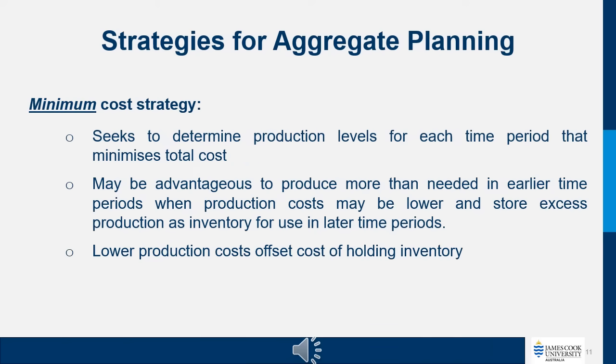The other strategy is the minimum cost strategy, which seeks to determine the production level for each time period that minimizes total cost. It may be advantageous to produce more than needed in earlier time periods when production costs may be lower, and store the excess production as inventory for use in later time periods. Lower production costs offset the cost of holding inventories.